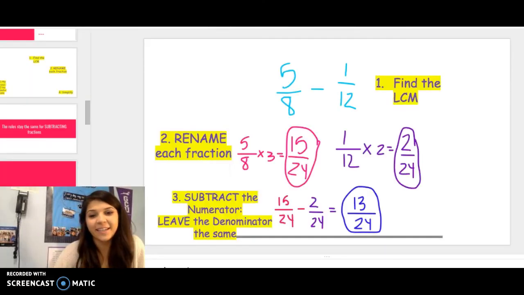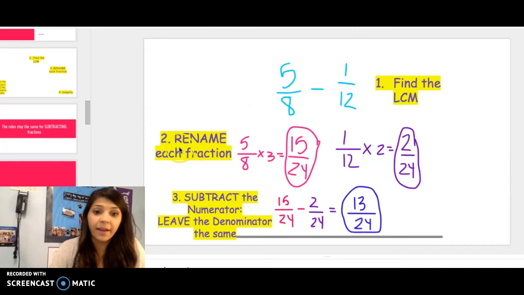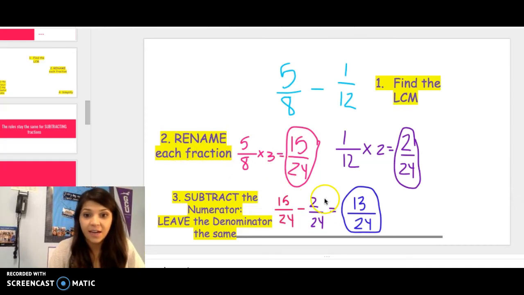All right, let's go over this answer. So our problem was 5/8 minus 1/12. First step is always to find the least common multiple. I know that if I list out my multiples for 8 and 12, the least common multiple is going to be 24. So I have to rename each fraction to get our denominators to match so that we can subtract.